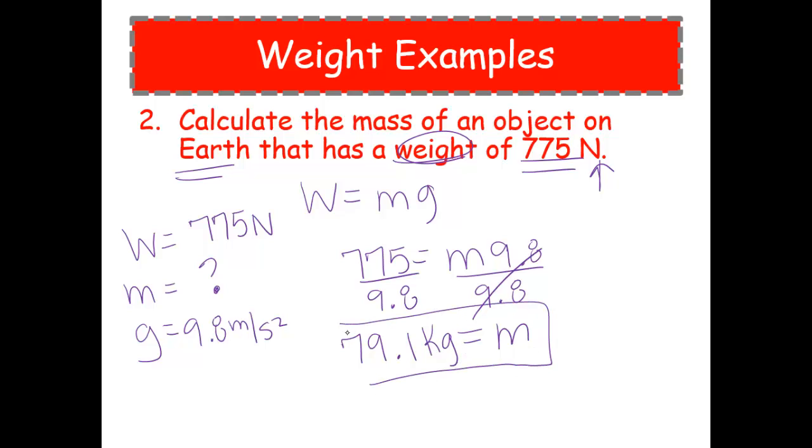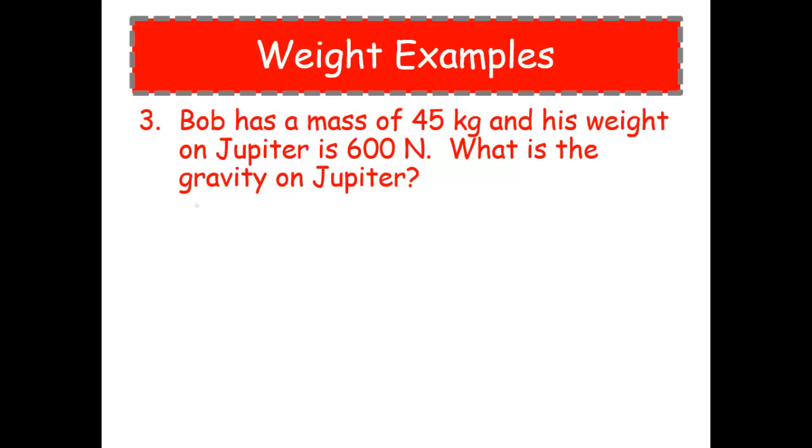And there's your answer. This shows you your mass on Earth, but then you could compare it and say, with this mass, what would your weight be on, I don't know, Saturn? It should be different because their gravity is different. Okay, last one. Bob is going to use this equation.